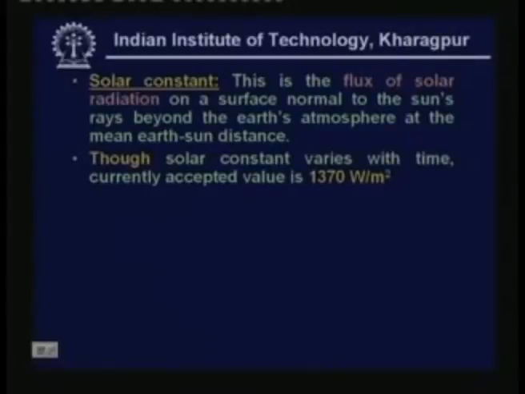Though this solar constant value varies with time from day to day, the currently accepted value is about 1370 watt per meter square. So, you can use this value in calculations.